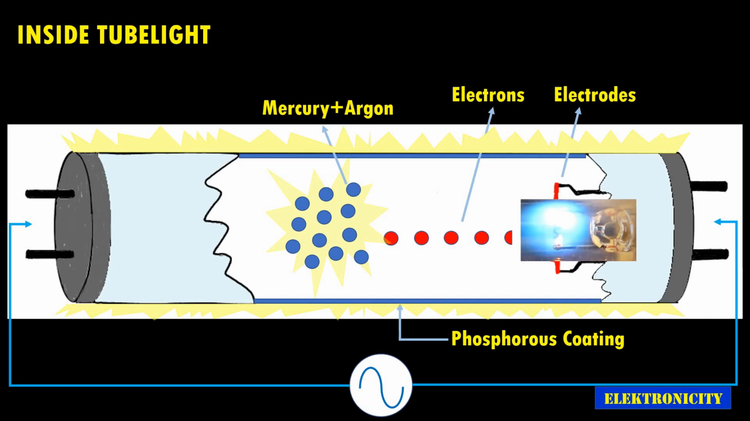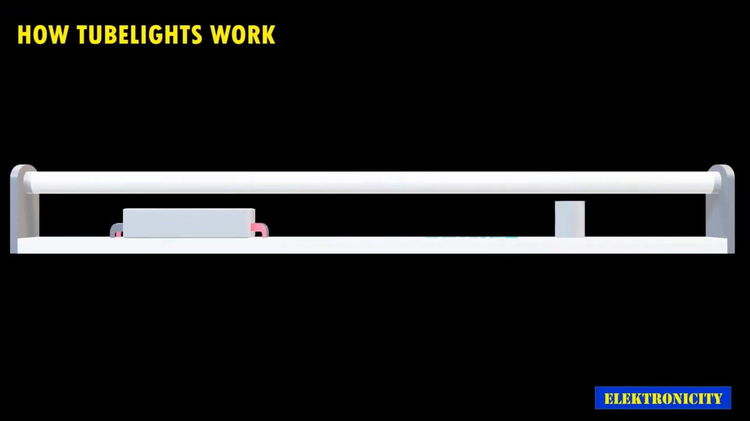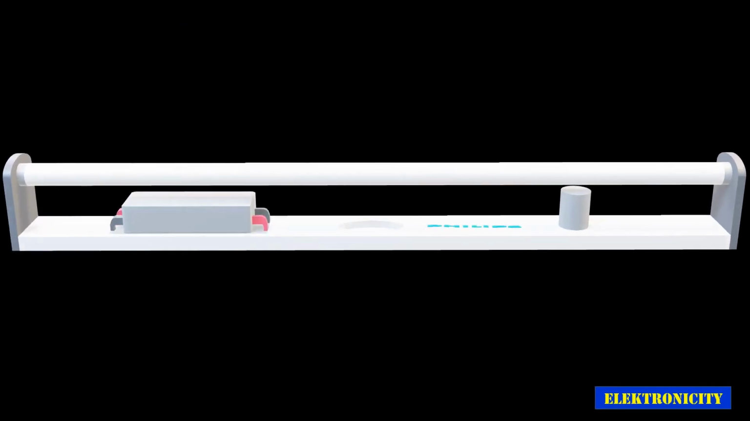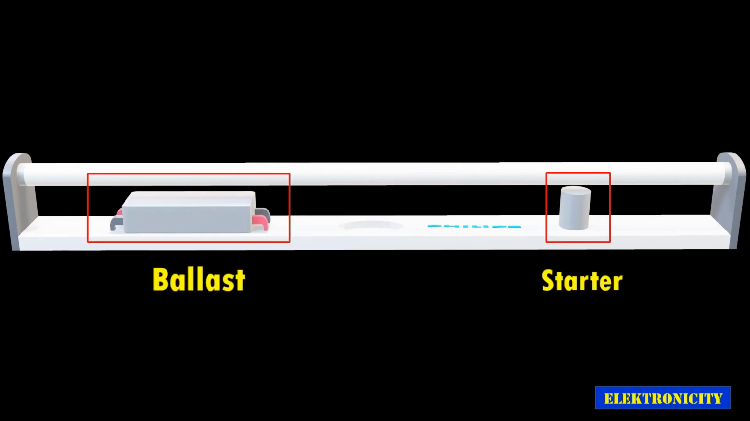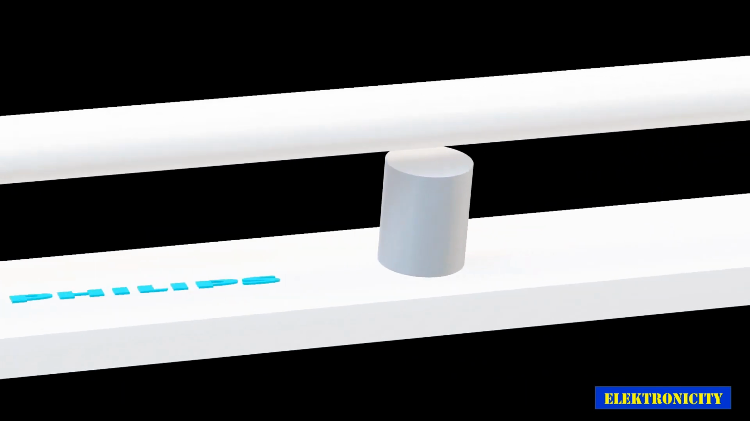Now a question arises: how is a high voltage created in the tube light electrodes? The required voltage to create an arc in the tube light can be up to thousands of volts, which is not available in household electric outlets. To solve this problem, some electronic components are used with the tube light. These components are called starter and ballast. Among these, let's first try to understand the functionality of a starter.